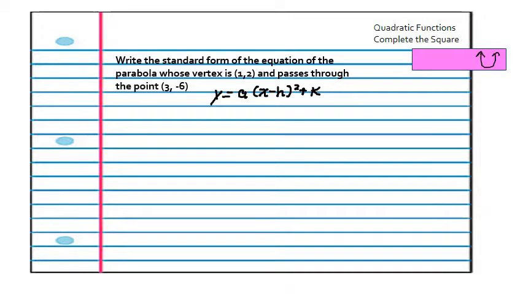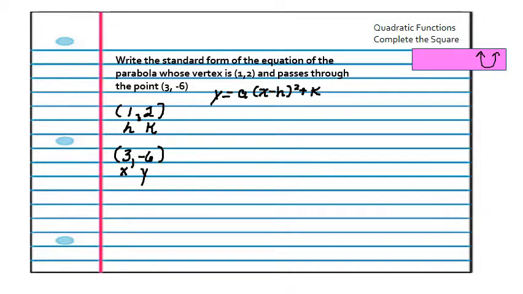All right, there's a couple of things that we need to know. Number one, what the vertex is, and here we have a vertex of (1, 2), and so that's going to be our h, and it's going to be our k. And we have a point, which is (3, -6), which is going to be our x, y. And so now what we're going to do is actually plug some things in.